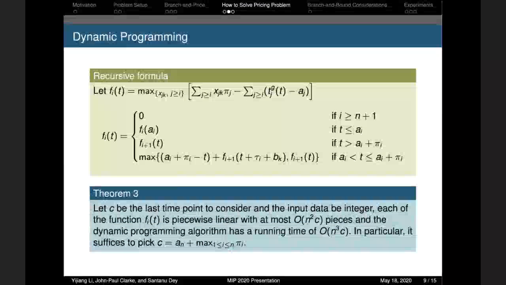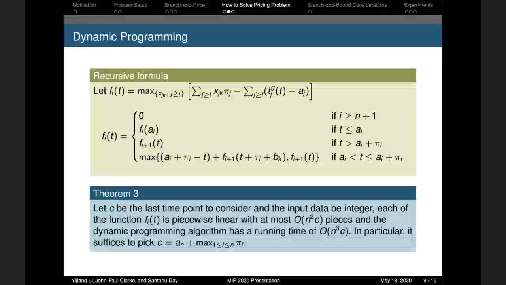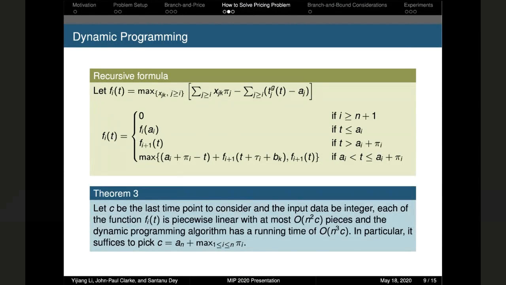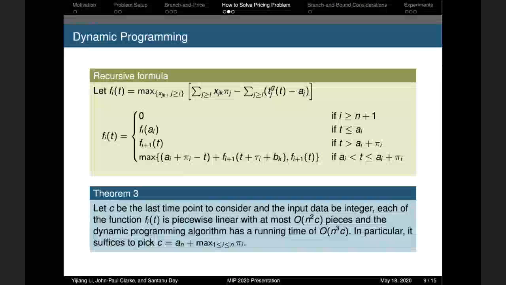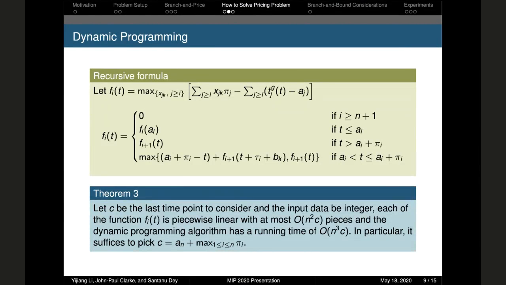However, to prove optimality, we need to obtain exact optimal solutions for the pricing problem, and we could do this by a solver. However, we propose a much more efficient dynamic programming algorithm based on a recursive formula. So now here we define F_i(t) to be the optimal value for all flights after flight i with a starting time of t. Based on this definition, we can write a recursive formula for F_i(t). Then based on this recursive formula, we can develop a dynamic programming algorithm to solve this problem.